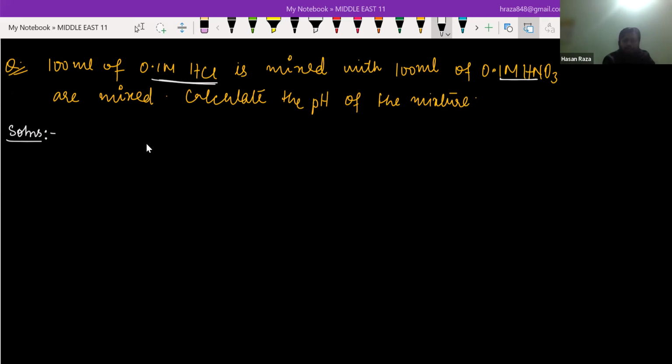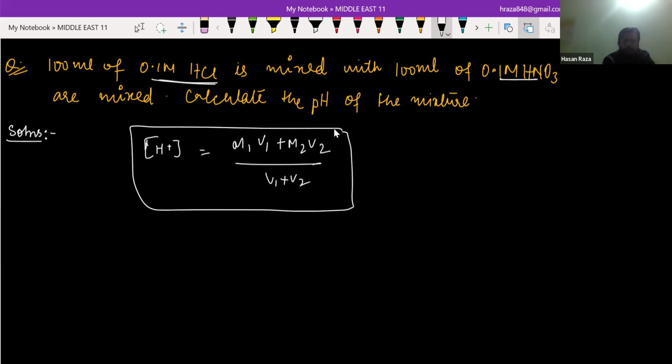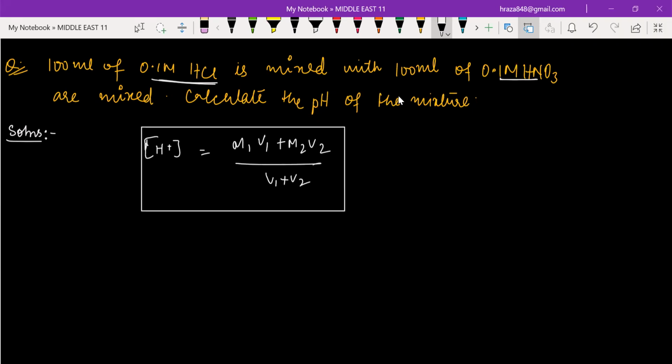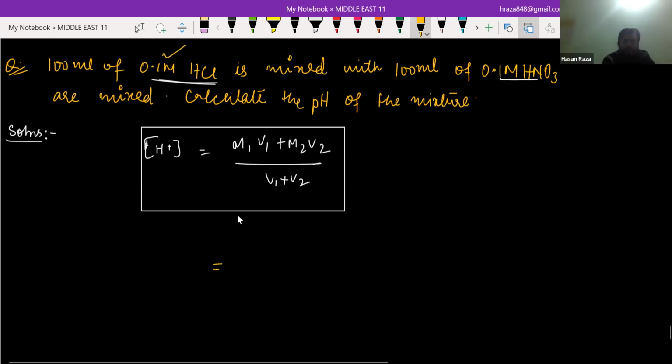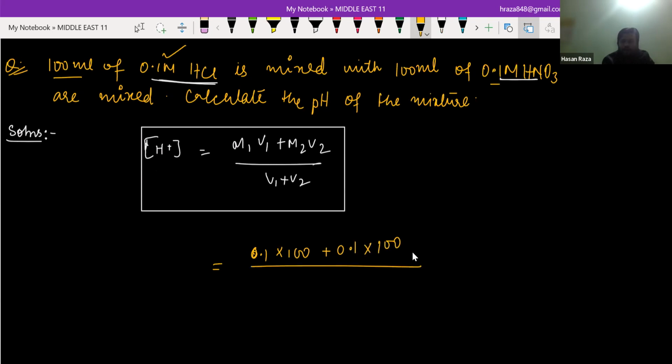If it is homogeneous, then since it is an acid, H plus will be given by M1V1 plus M2V2 upon V1 plus V2, right? So what is the molarity of the first acid? 0.1. Corresponding to this, the volume is 100, plus the molarity of the second acid 0.1 into its volume. It's not necessary that the molarity or volume should be equal; they can be different as well as the same. And what is the total volume? It will be 200 ml.